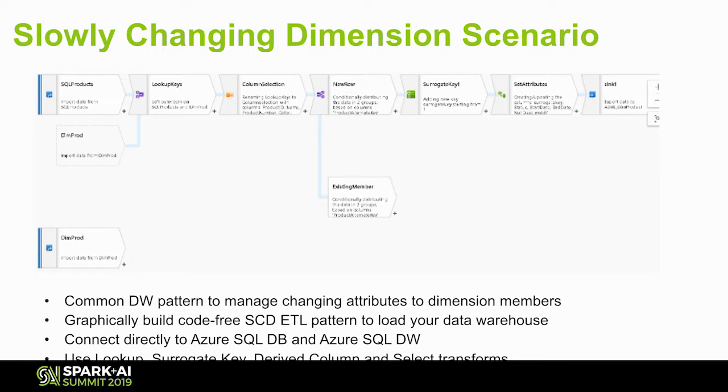So at the end of the day, I'm going to be loading a data warehouse that's a star schema. I'm going to have dimensions with attributes that change, but maybe I want to keep the history on those. Maybe I want to overwrite, whatever type you like. You build that here within the visual interface.